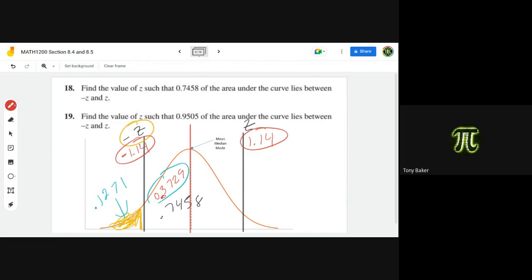Okay, so depending on what the question asks, this question you actually would want both. That is the answer after you subtract that. It is 1.14 and 1.14, so negative 1.14 and positive 1.14.